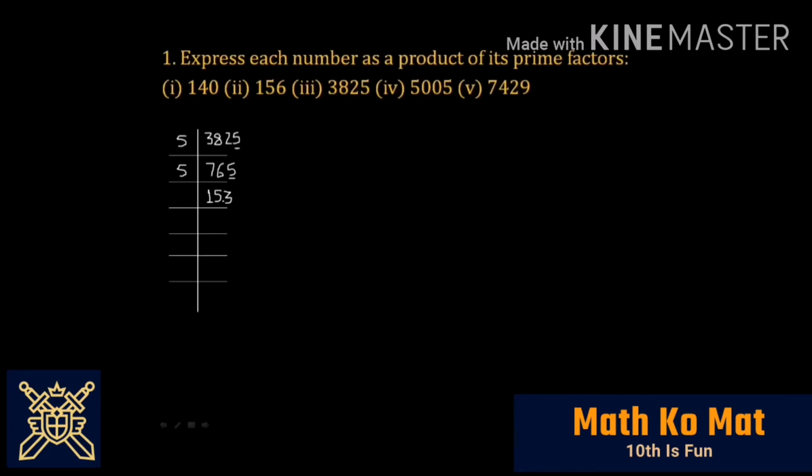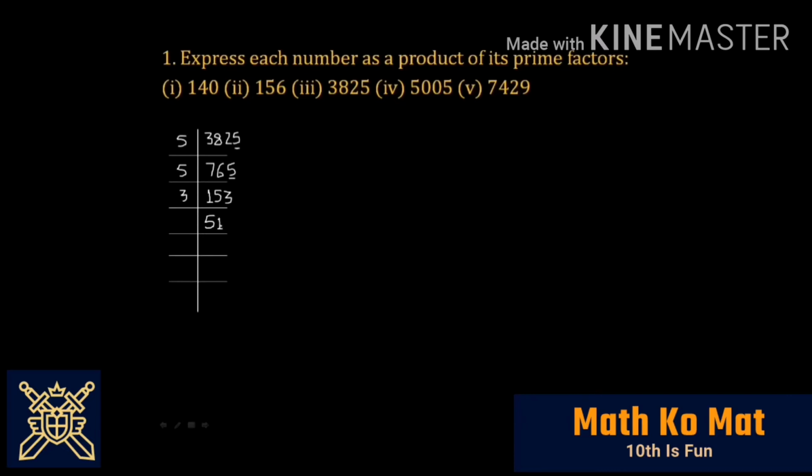Now let's see if it is divisible by 3. As you know, if the sum of the digits is a multiple of 3, then the number would be divisible by 3. So 1 plus 5 is 6, and 6 plus 3 is 9. So it would be divisible by 3. So we'll take 3 here. 3 5s are 15, and 3 1s are 3. So here we have 51.